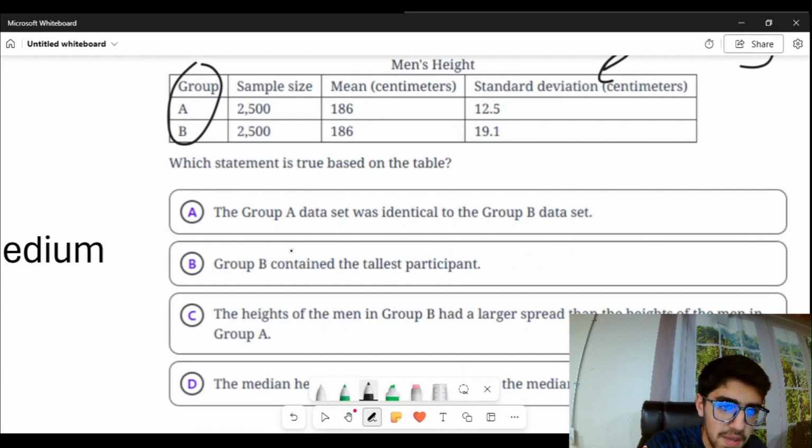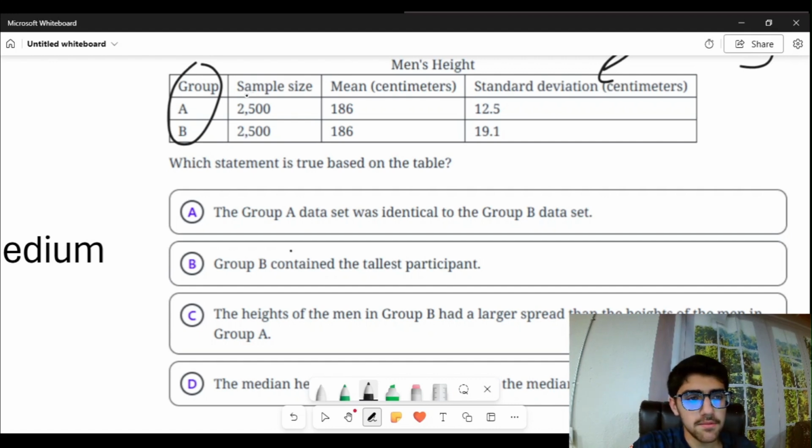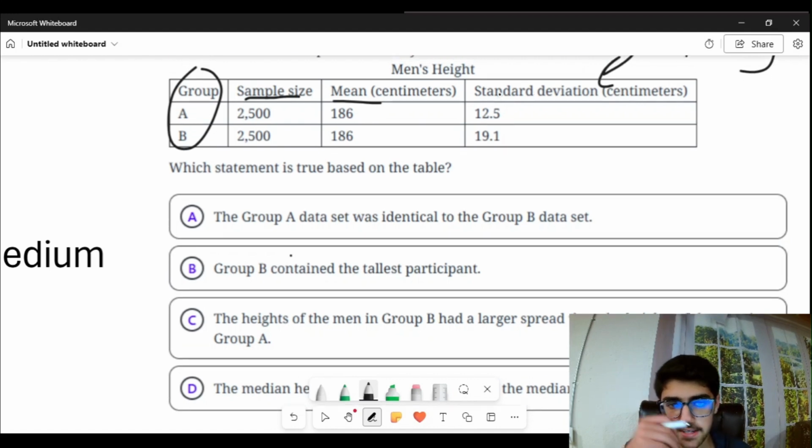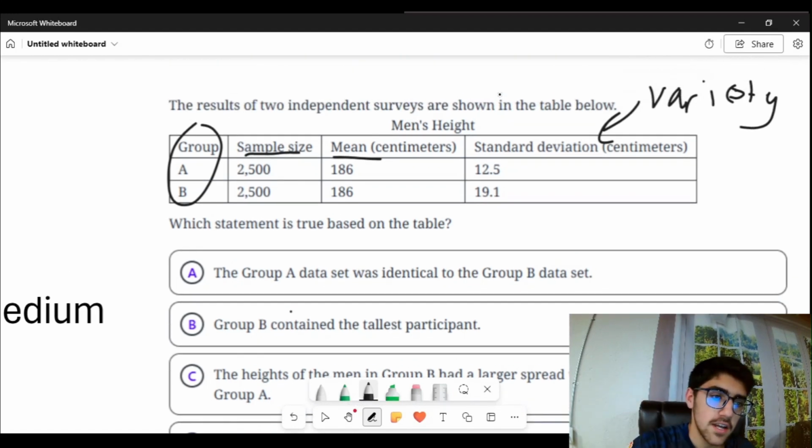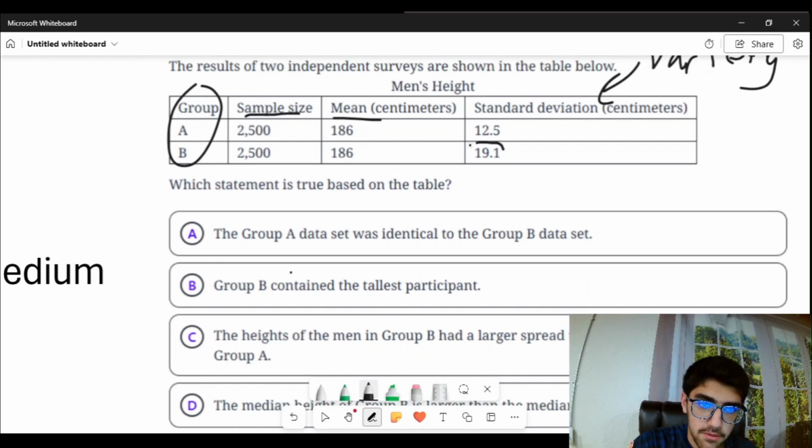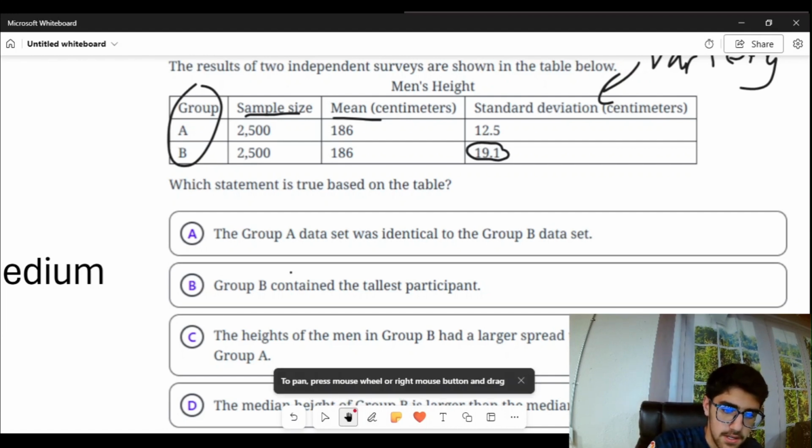So this one says that the group A data set was identical to the group B data set. So it might say, okay, let me look. There's the same sample size, and the mean is the same. It must be the same. But then you look, the standard deviation is differing, and standard deviation is variety. So we know that group B had more variety, which means they had different data sets, and it's by a big amount, almost 7. So this one is incorrect.